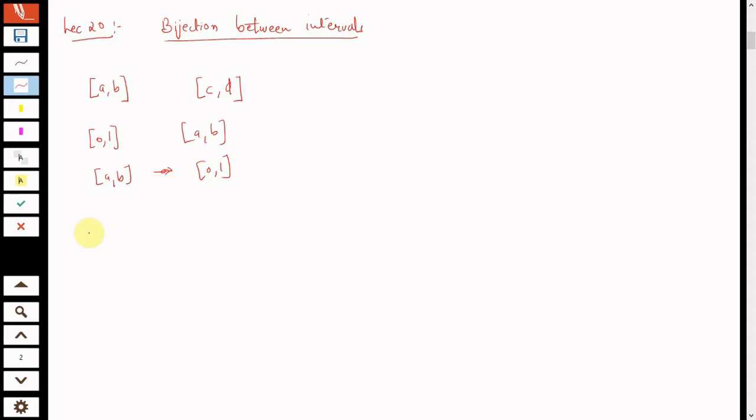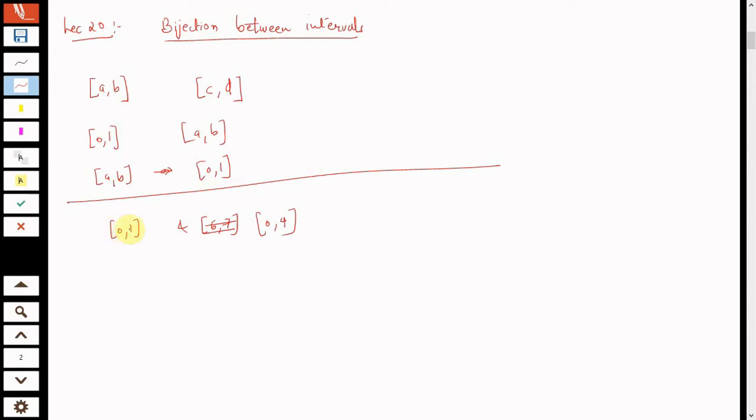Before that, I'll talk about a very simple bijection from the closed interval 0 comma 1 to, say, 6 comma 7. Now, the reason why I have chosen 0 comma 1 and 6 comma 7: first let me discuss the bijection between 0 comma 1 and 0 comma 4, then I'll come to 6 comma 7. In fact, it is very easy to get the bijection from 0 comma 1 to 6 comma 7.